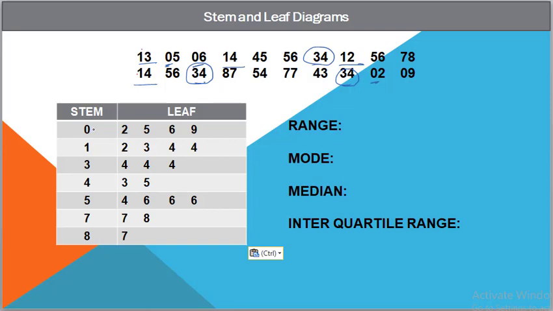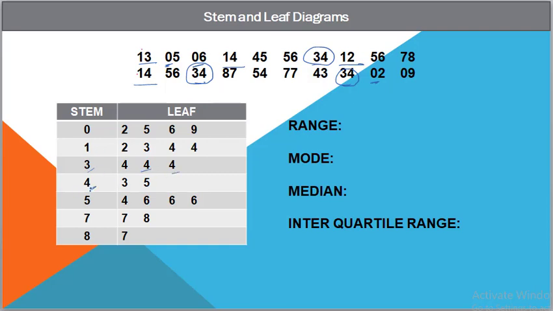Once you are done with the stem and leaf, this is how you will get the entire table. We have stems 0, 1, 3, 4, 5, 7, 8. If the stem is 0, we have the numbers 2, 5, 6, and 9. If the stem is 1, the numbers in this data set are 12, 13, 14, and 14. You can read the numbers. If we have stem 3, we have the numbers 34, 34, and 34. So three times we have got 34.